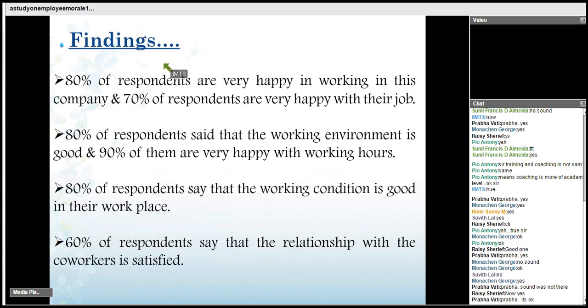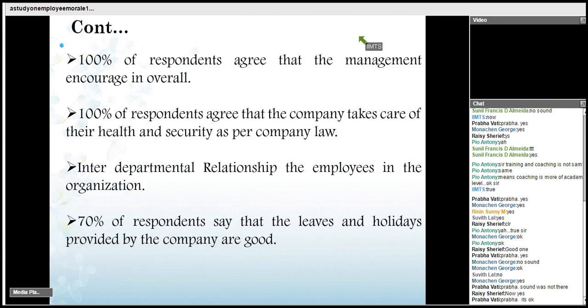Findings: 80% of respondents are very happy working in this company and 70% of respondents are very happy with their job. Then 80% of respondents said that the working environment is good and 90% of them are very happy with working hours. Third, 80% of respondents say that the working condition is good in their workplace. Fourth, 60% of respondents say that the relationship with the co-worker is satisfactory. So this is the survey which is being carried out, and these are the results which come out after the survey.